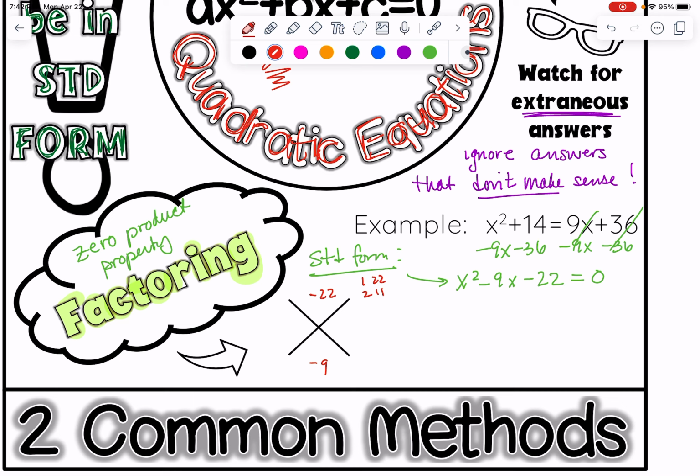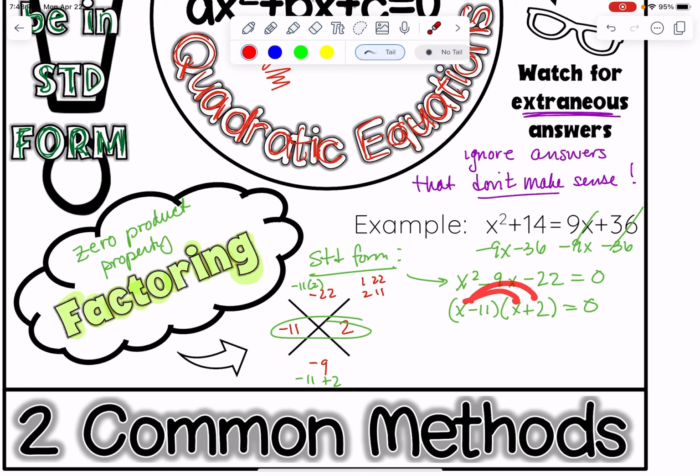Well, since I have a negative product, one of them is going to be a negative number, so I should be able to subtract. So if I do negative 11 and 2, that's negative 11 times 2 and negative 11 plus 2. So that works. So that means that these are my factors that I can replace this with. So when I clean this up, this is x minus 11 and x plus 2 equals 0. If I were to FOIL this out, I would end up with my original quadratic.